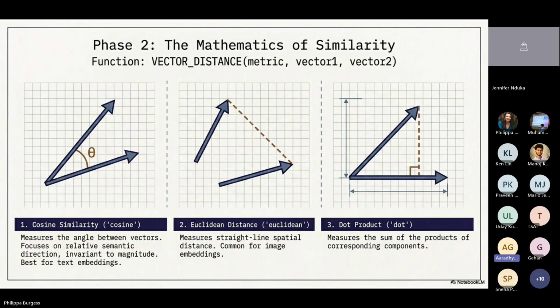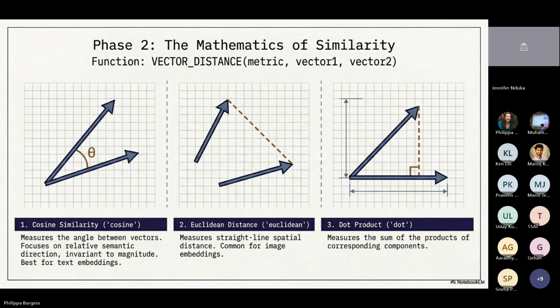If the concepts are closely related, your vector's arrow will point in almost the same direction or end near the same spot. To measure this closeness, the database engine provides three primary similarity metrics, each optimized for different data types and use cases. These are cosine similarity, Euclidean distance, and dot product. So, the three core metrics.